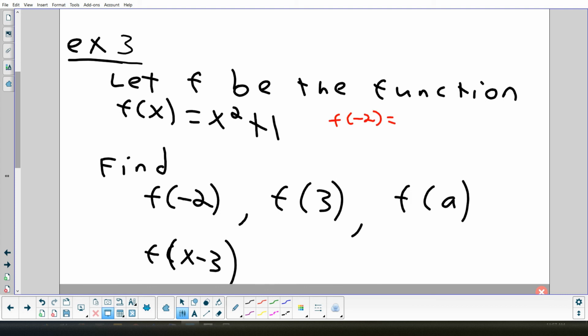Take the number they tell you to plug in, in parentheses, change the variable to that number or letter, and that's it. So in this case, -2 is what I'm plugging in. -2 squared plus 1. So what is the value of the function when you plug in -2? 5. Yeah.